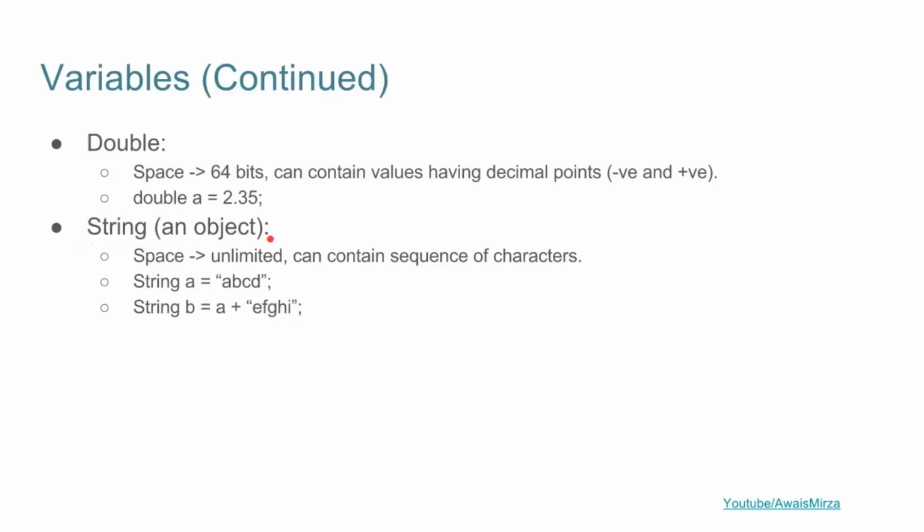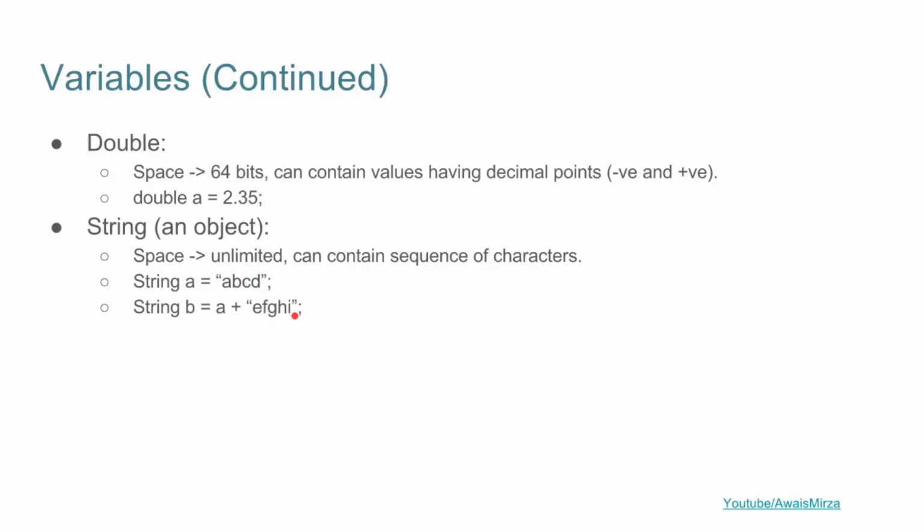And the last one is the string. String is actually an object, and the others were primitive data types. We can store multiple characters in a variable, just like we can write string a equals double quotes A, B, C, D. All right, and we can also concatenate any particular string with the previous string. Right now you can see that we are concatenating the value of A with E, F, G, H, I. Now B will have the value from A to I.